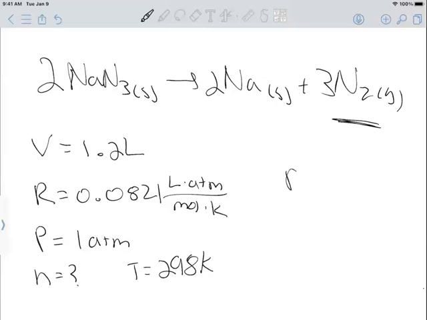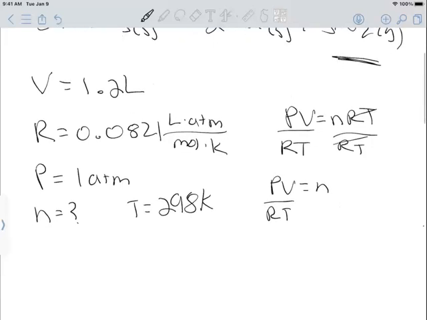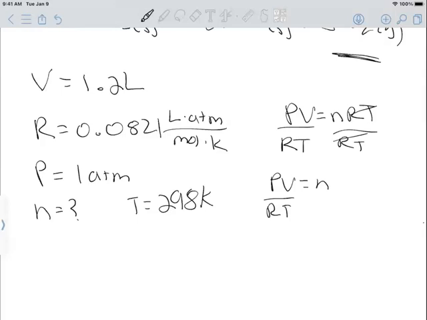With all this, we will use PV equals nRT to calculate our moles of nitrogen needed to fill the bag. So I'll rearrange this equation here, divide both sides by RT. Then we'll plug these numbers into this equation here.